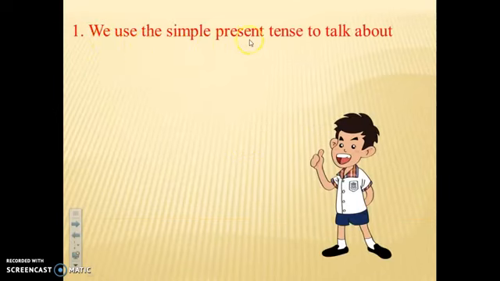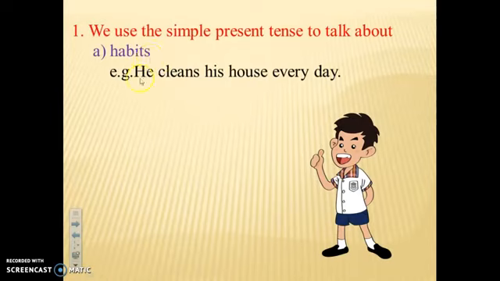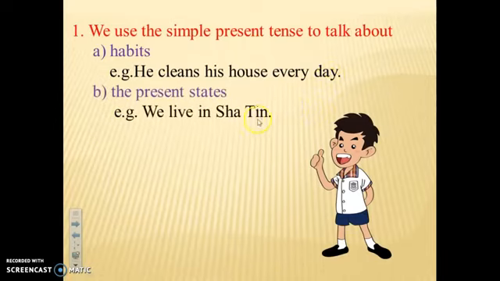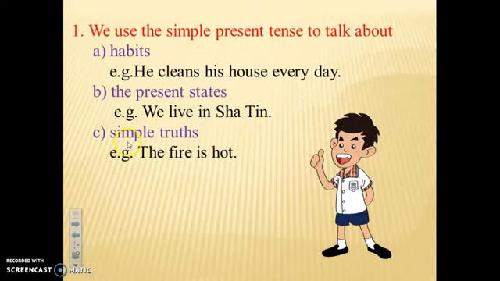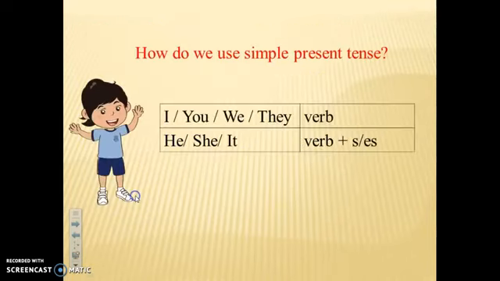We use the simple present tense to talk about habits. For example, he cleans his house every day. This is simple present tense. We also use it to talk about present states. For example, we live in Sha Tin. And we also use it to talk about simple truths. That means things that everyone knows. For example, the fire is hot. We can use the simple present tense for all of these things.